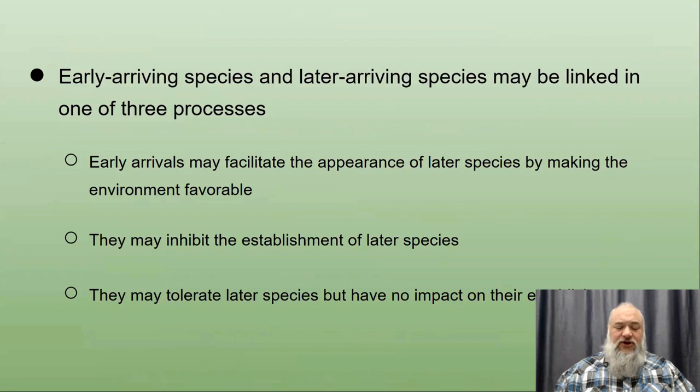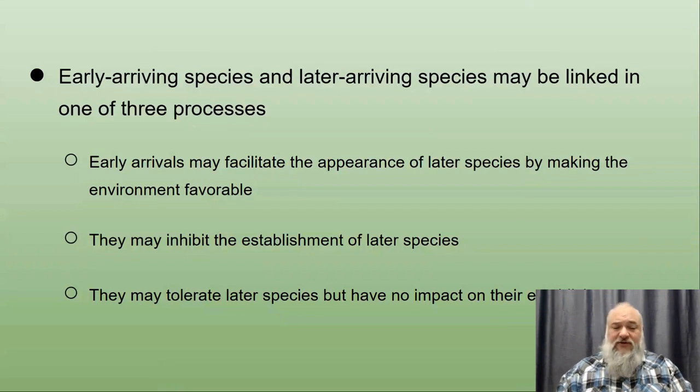In primary succession, the early arriving species and the late arriving species may be linked in one of three processes. So those early arriving species, there's usually not many of them, and they're usually not super productive, right? Because they don't have much for resources to rely on. They're on bare rock and limited soil, so they've got to be able to handle those conditions, right? So those early arrivals may facilitate the appearance of later species by making the environment more favorable, maybe starting to develop soil in the area, for instance, or putting nitrogen into the soil.